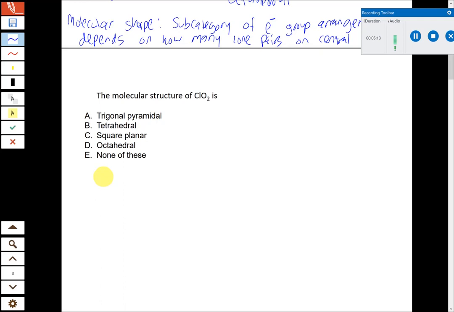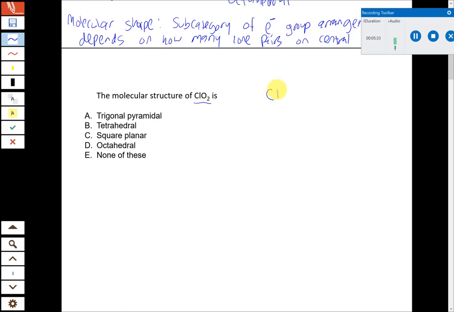So the first one is about molecular structure, sort of using the concepts we just reviewed. And here we're dealing with ClO2. Now I suspect that in this problem, part of the confusion was because this is a molecule that has an odd number of electrons, which we haven't dealt with too much yet. So we're going to still follow the same rules for drawing the Lewis structure.